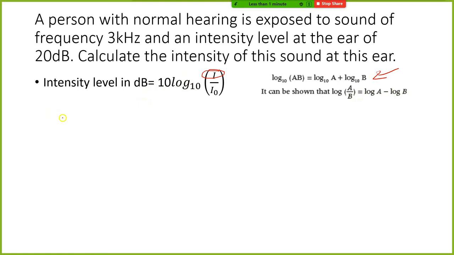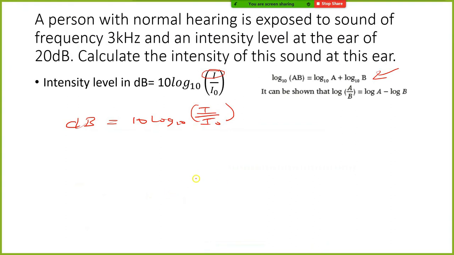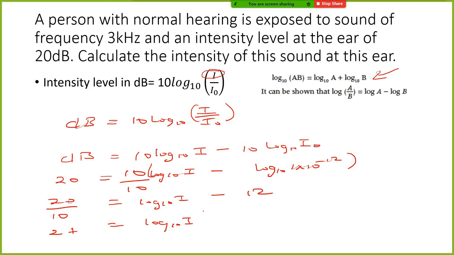So let's look at it. Let's just expand it first. So we're saying that dB is equal to 10 log base 10 times the ratio of the intensities. And we want to expand it. We're trying to find I. Let me just check something. Give me a second. Okay, so log of e to the minus 12. Okay, I see what I did. If you put in your calculator log of e to the minus 12, that's going to be minus 12. So minus and minus gives me plus.